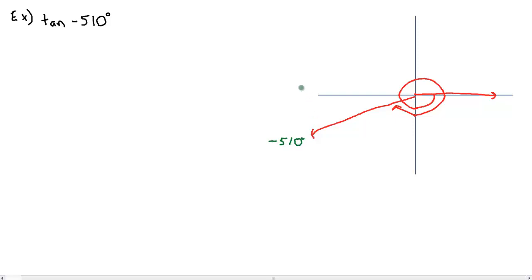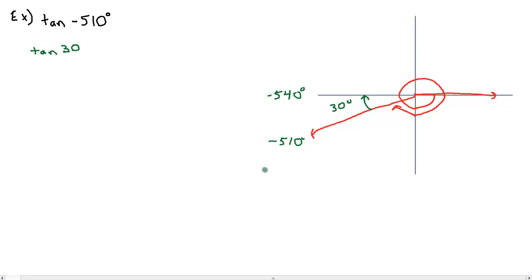So our reference angle is always the distance from our terminal side, which is right there, negative 510 degrees, to our nearest x-axis, and that's going to be negative 540 degrees. So we want the degrees from there to here, and that difference is 30 degrees. Okay, our reference angle is always going to be positive. So now we want to find the tangent of 30 degrees.